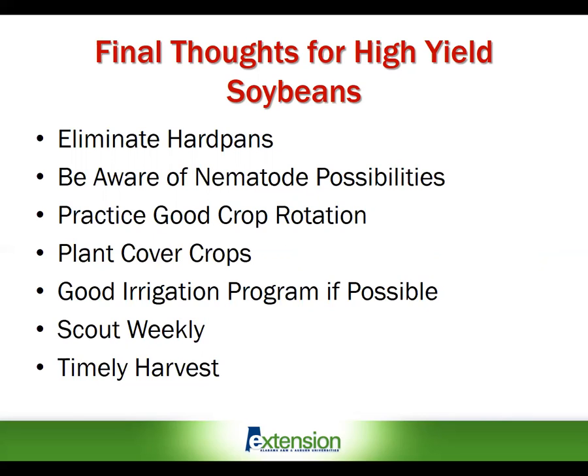Good irrigation program if possible. You need to scout weekly for all pests. The best thing you can put in your field is your shadow. And the last thing I would mention is you need to have timely harvest. And this may include using a desiccant such as Paraquat. The other one, if you have morning glories, would be AIM. We have some other ones, sodium chlorate and Sharpen can also be used as desiccants.